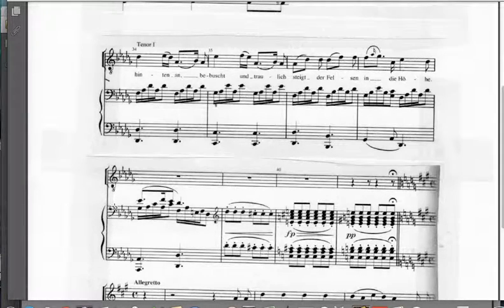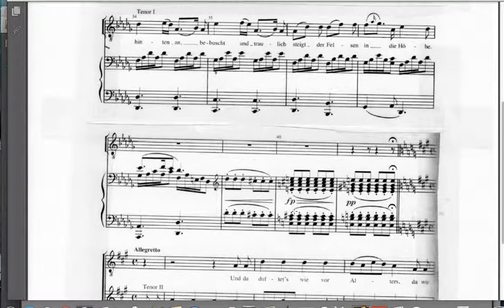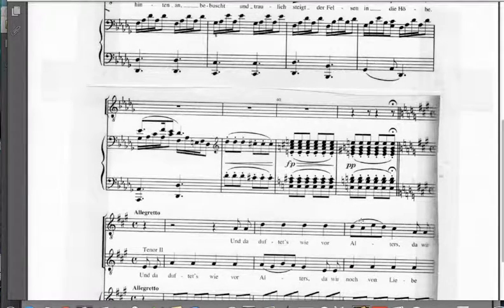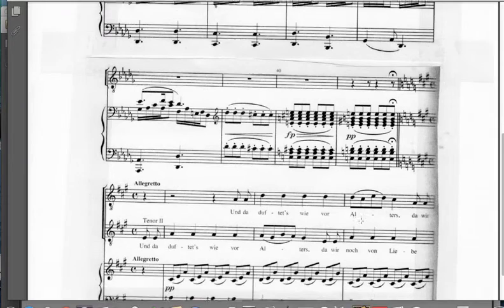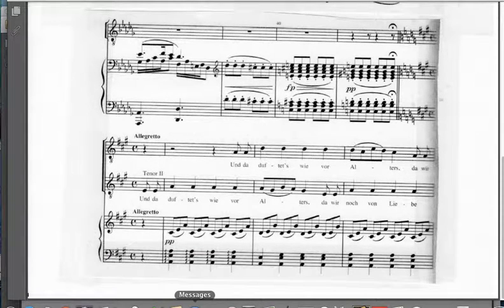571. Listen very carefully. Right there. A major 6-4, E7. What key are we in now?